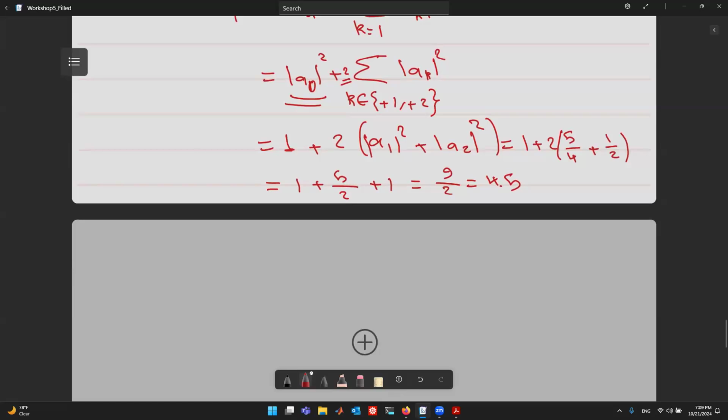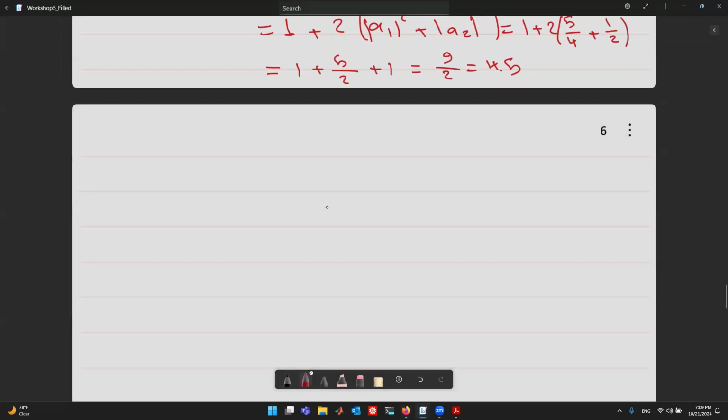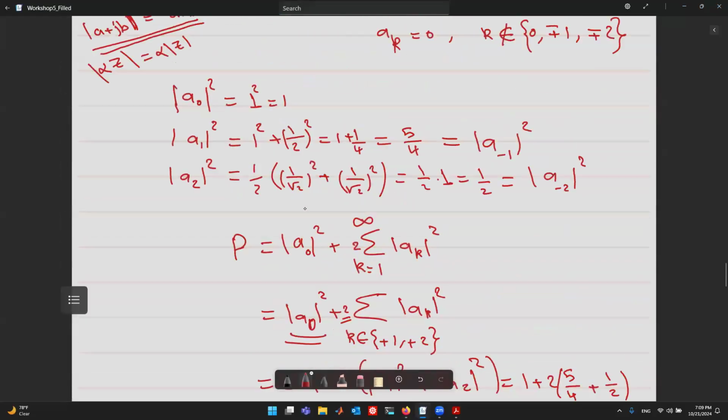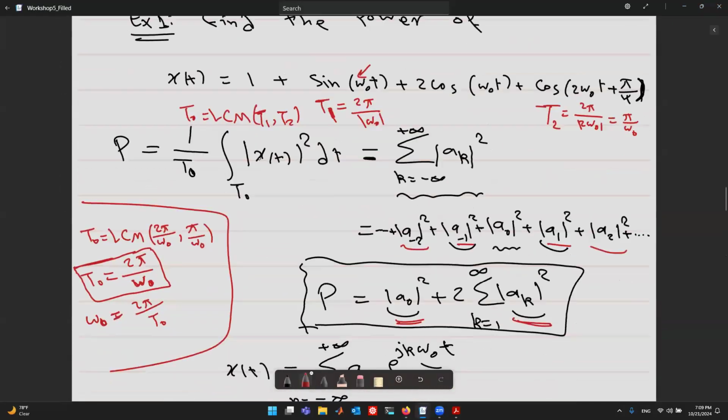One more example, an example to use the properties of the Fourier series transformation, like the differentiation or the integration. Let's do example 2.